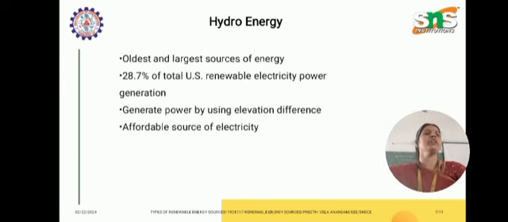And now we are going to focus on hydro energy. It is the oldest and largest source of energy. 28.7% of total US renewable electricity power generation is by means of using hydro energy. It generates power by using the elevation difference and it is an affordable source of electricity.